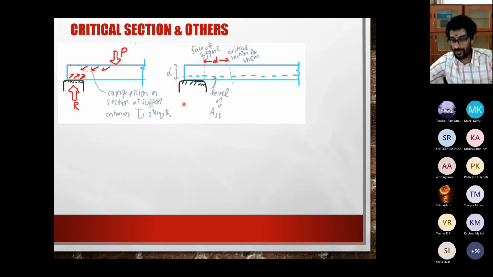If I give you a simply supported beam with UDL, at which location do you calculate the moment and design? At the center, mid span. Okay, why do you take it there? Because at that point the moment will be maximum. Okay. Now where will shear force be maximum in a simply supported beam with UDL?